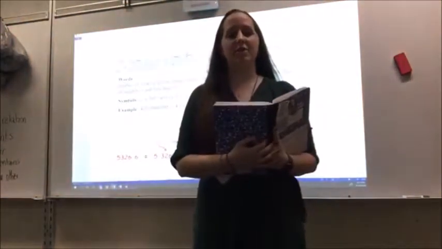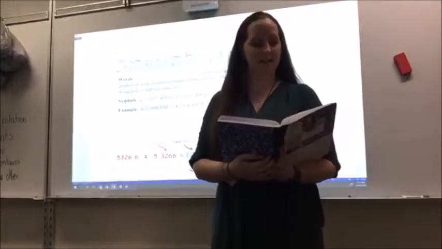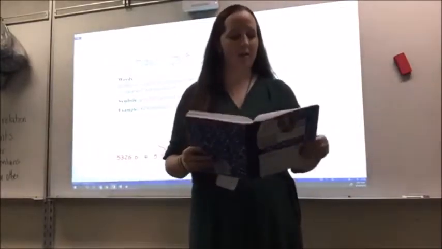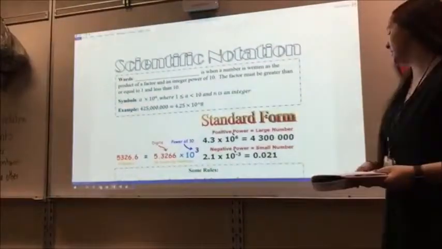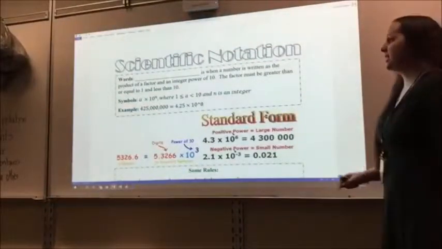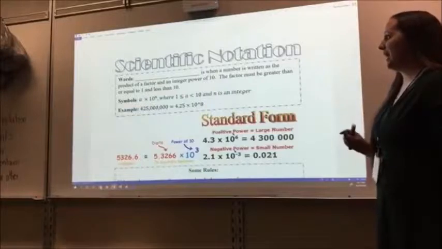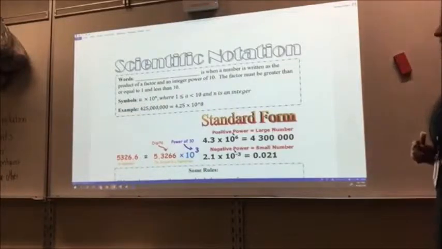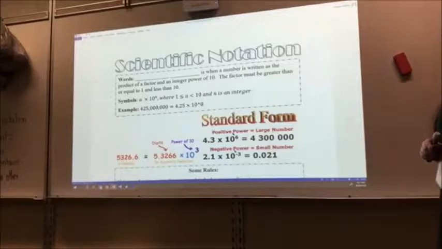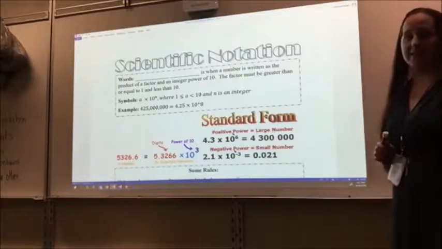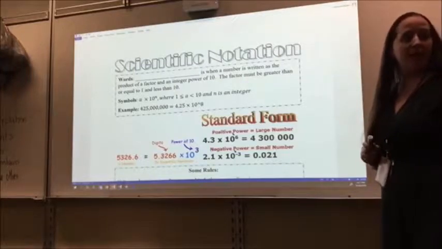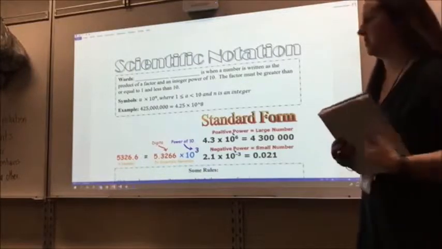Alright, this is Chapter 1, Lesson 6, Scientific Notation. The first thing we're going to talk about is the definition for scientific notation. It says: blank is when a number is written as a product of a factor and an integer to the power of 10. The factor must be greater than or equal to 1 and less than 10. In those two blanks, you're going to write scientific notation.